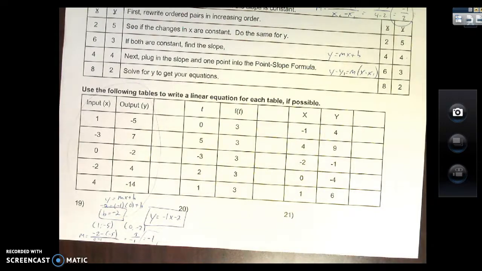So give it a go. Feel free to ask questions if need be, and check with your answer key at the front of the room. And as always, good luck. We're all counting on you.